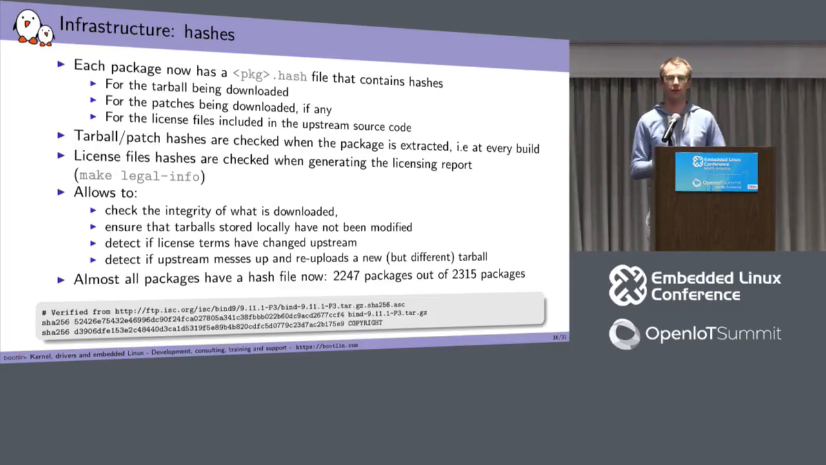So we've got this nice make legal-info target that provides a manifest to help you with license compliance. As part of that, it will verify that the COPYING file or the license file is still the same as what we expect. It's a pretty nice feature, and almost all our packages now have hashes available. For example, it allows us to detect that upstream sometimes re-uploads a new tarball under the same name without putting it out as a new release. So the hash has changed, and you don't know what has changed in the tarball. So it's a pretty nice feature.